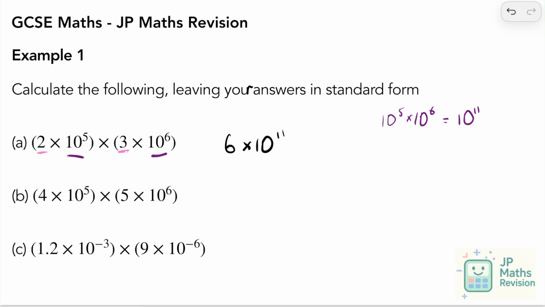So for this example, I'm going to do the same thing. This time I'm going to do 4 times 5 first. So 4 times 5 is 20. And then I'm going to do 10 to the 5 times 10 to the 6. So again, I'm going to add the powers, so I'm going to end up with 10 to the power of 11.